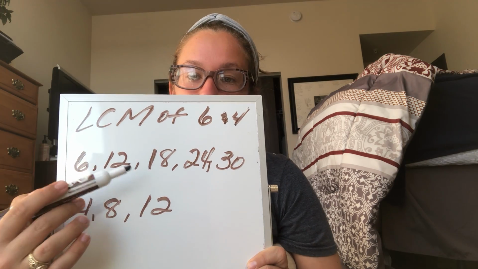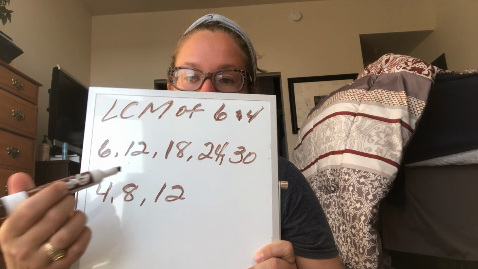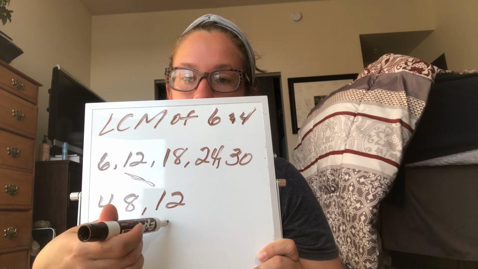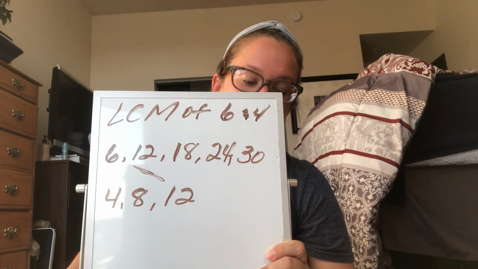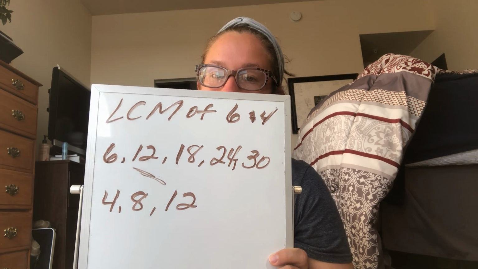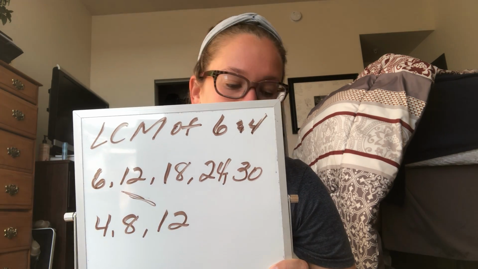Now I need to find the multiples of 4. 4 times 1 is 4, 4 times 2 is 8, 4 times 3 is 12. I can stop there because 12 is a multiple of 6. And I wanted the least common. So I can stop once I find the first one. So my least common multiple of 6 and 4 is 12.